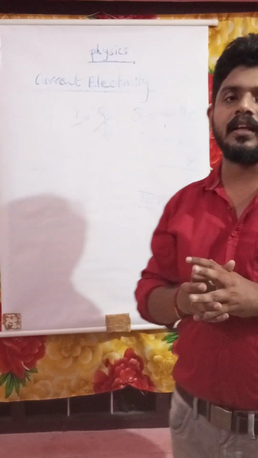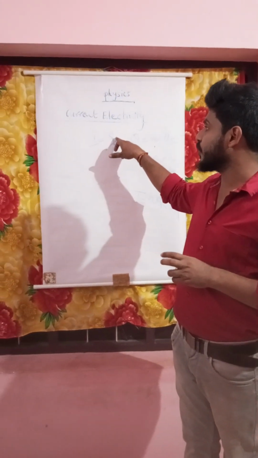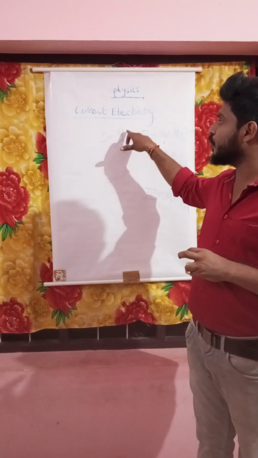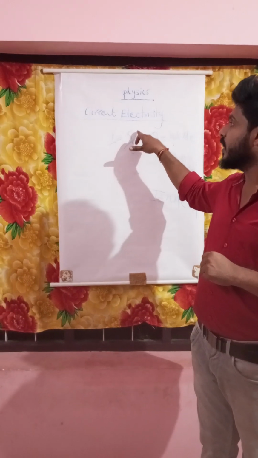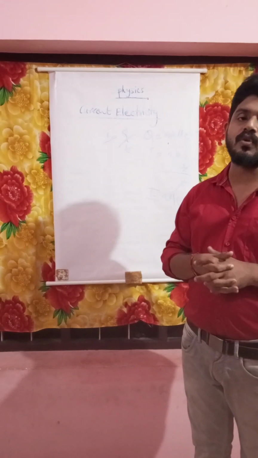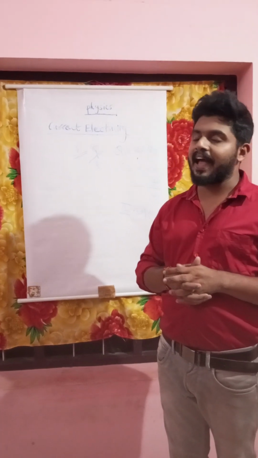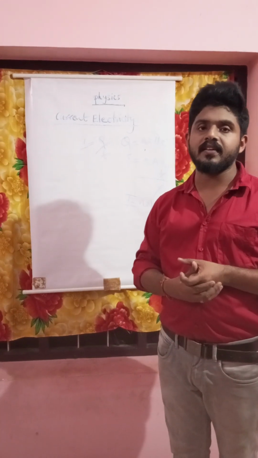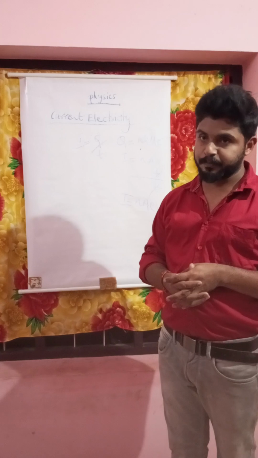In the SI system, the electric current unit is ampere. Based on this equation Q by T, the unit of charge is coulomb and the unit of time is second. So you can take coulomb per second also as the unit of current. So there are two units of current, ampere or milliampere. Based on I is equal to Q by T, the unit of current is coulomb per second.